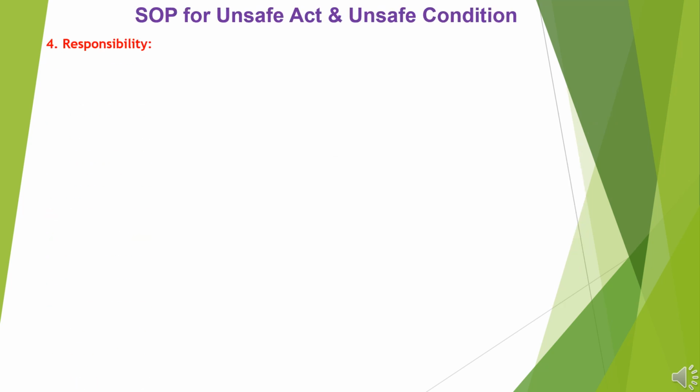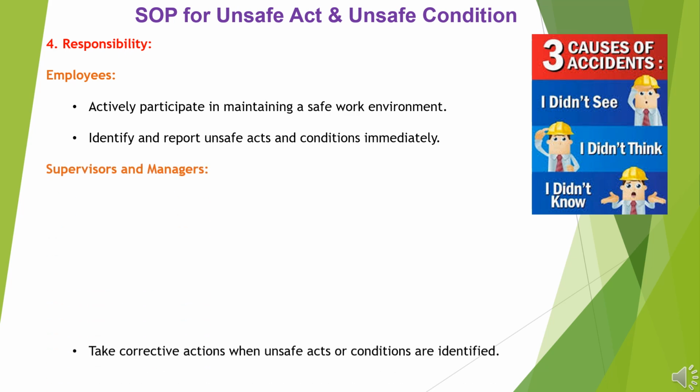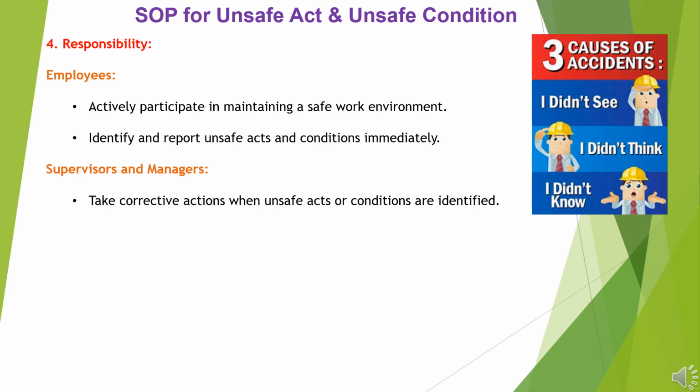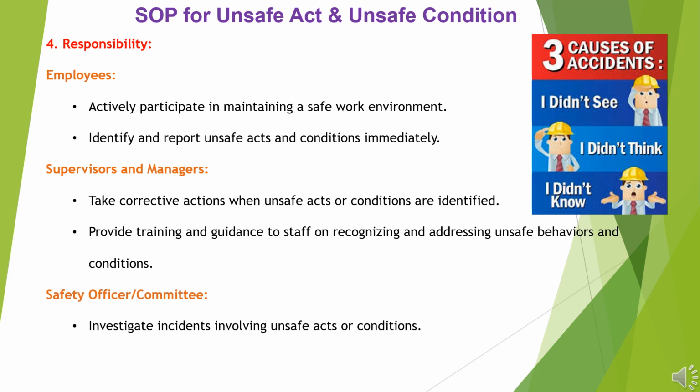4. Responsibility. Employees actively participate in maintaining a safe work environment. Identify and report unsafe acts and conditions immediately. Supervisors and managers take corrective actions when unsafe acts or conditions are identified. Provide training and guidance to staff on recognizing and addressing unsafe behaviors and conditions. Safety Officer/Committee investigate incidents involving unsafe acts or conditions. Provide recommendations for corrective actions and preventive measures.